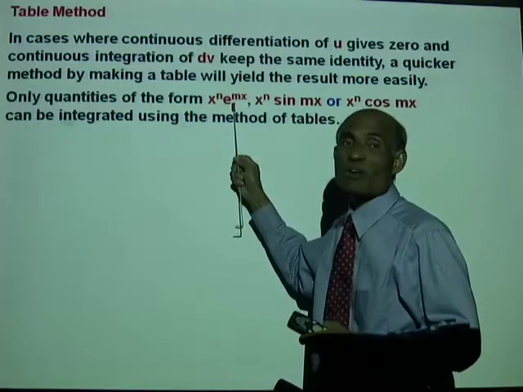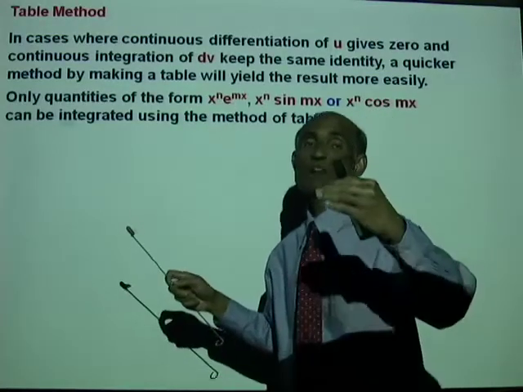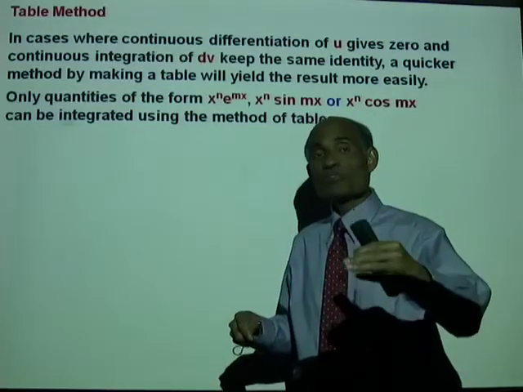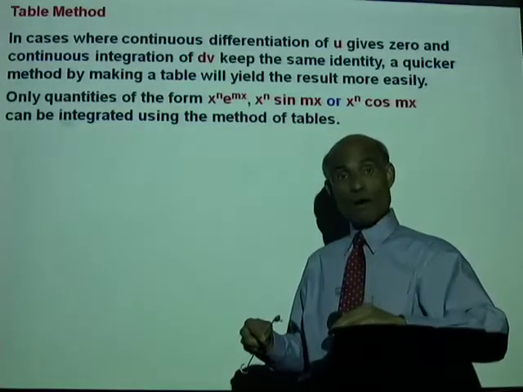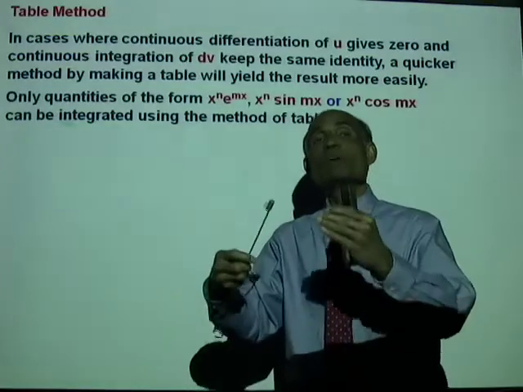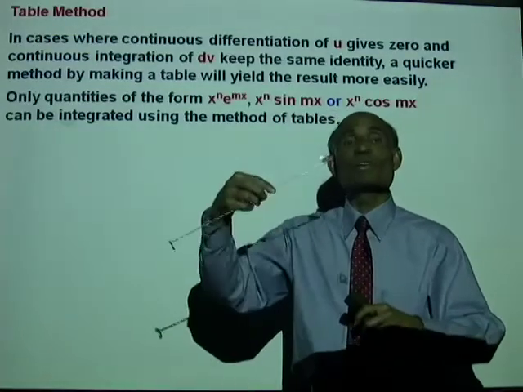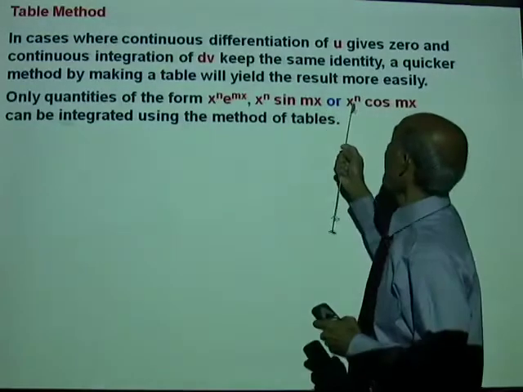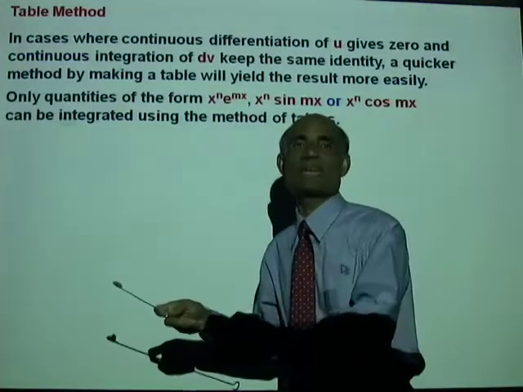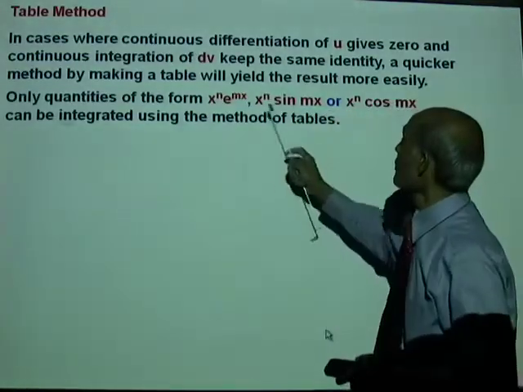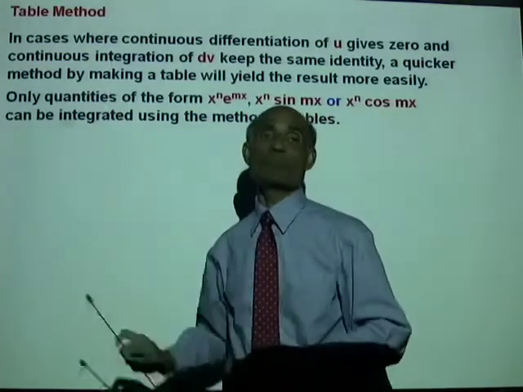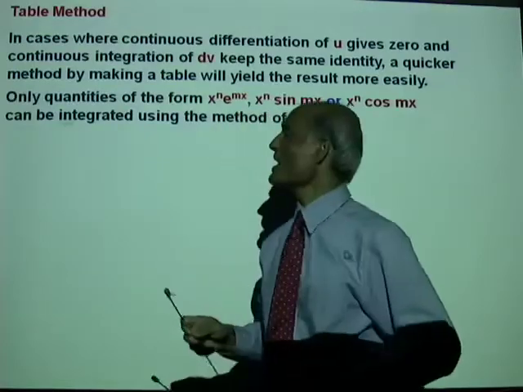The integral of e to the power of mx is e to the power of mx over m. And you integrate that again, you get e to the power of mx over m squared. Is that right? If you integrate it again, you get e to the power of mx over m cubed. You can see you'll keep getting back the same form. Or x to the power of n cos mx or sine mx. They're both the same. So these are the forms that will suit the table method. You cannot really use any other method.